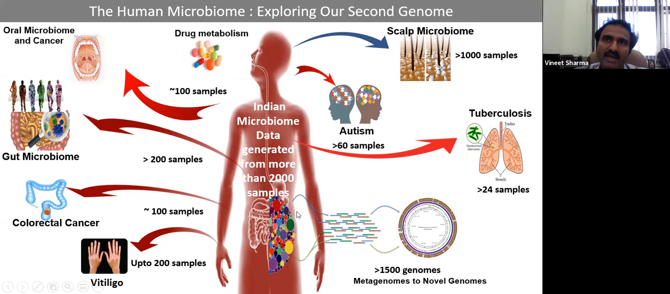We also looked at how a condition like colorectal cancer can happen and what bacteria in our gut are responsible, and I'll give a glimpse of that today. We are also looking at vitiligo and other skin metagenome and metabolome. I will present a tool where we have shown how the drugs that we take are metabolized by the human gut microbiome, which may lead to their inefficacy.